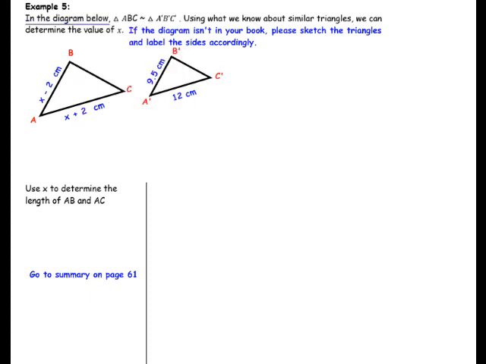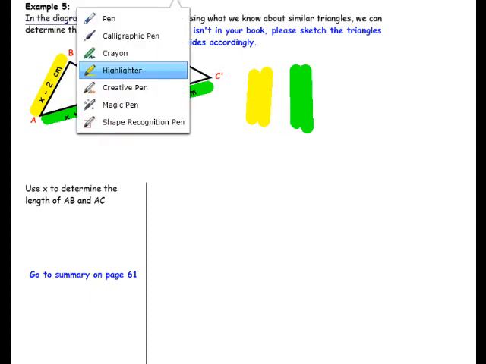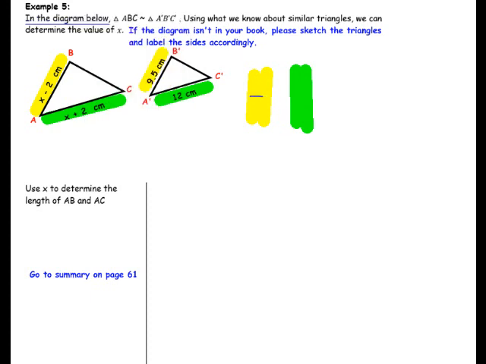Let's use a highlighter. We know that these two sides are the corresponding sides. So that will be one of our fractions. Then the other two sides that are corresponding are there, and that will be our other fraction. So I have x minus 2 over 9.5, and then x plus 2 over 12. And I know that these are equal.